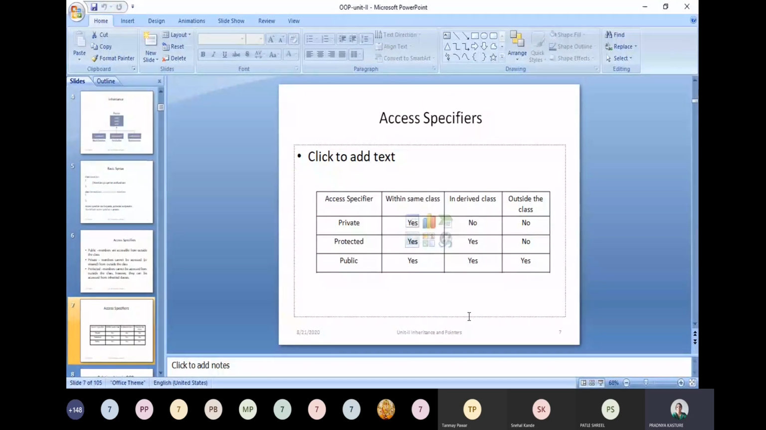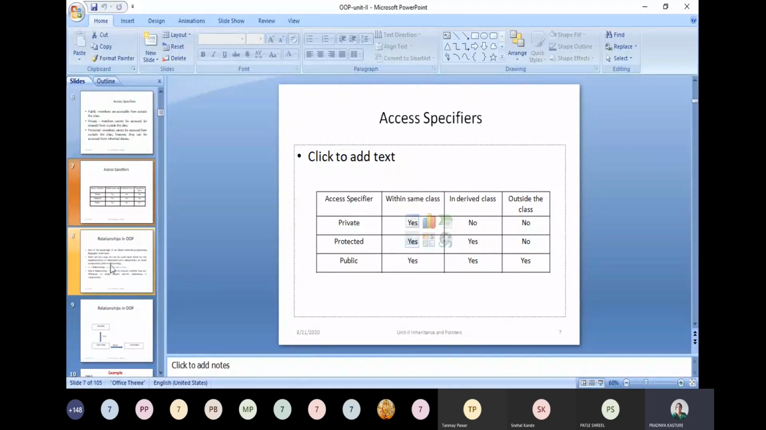If it is private: within the same class, yes. In the derived class, no. Outside the class, again no. If it is the protected access specifier: within the same class, yes. In the derived class, yes. But outside the world, no. Then if it is public, it is yes for all three. Generally we focus on the protected access specifier for inheritance. So this is the access specifier.